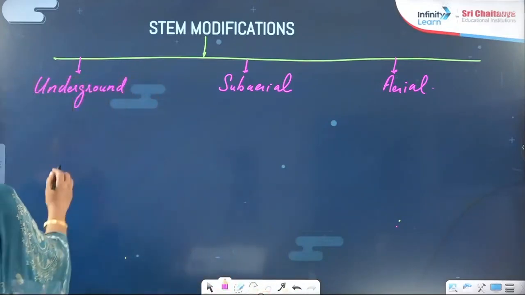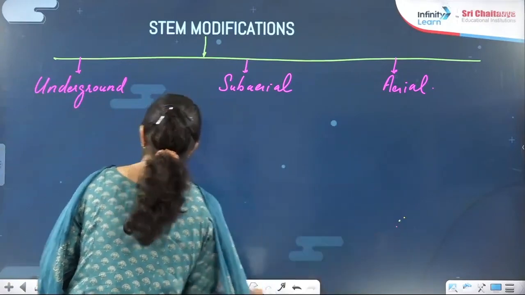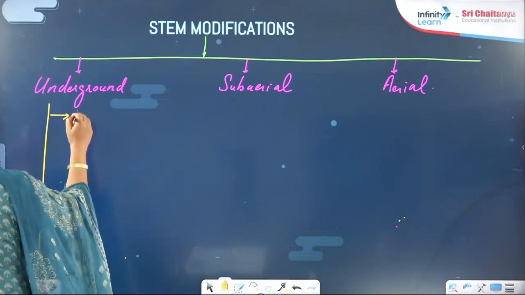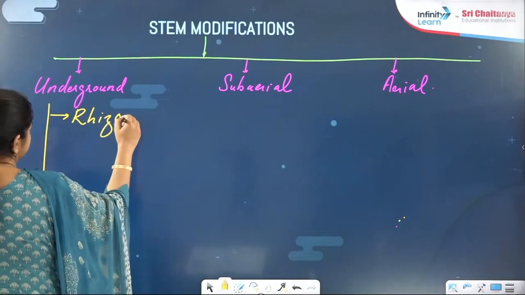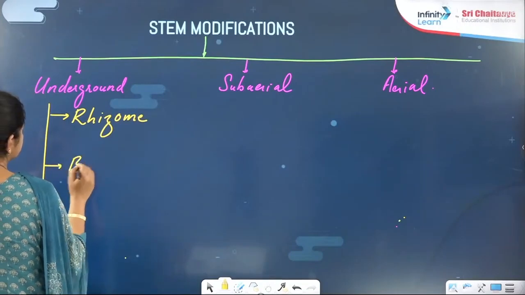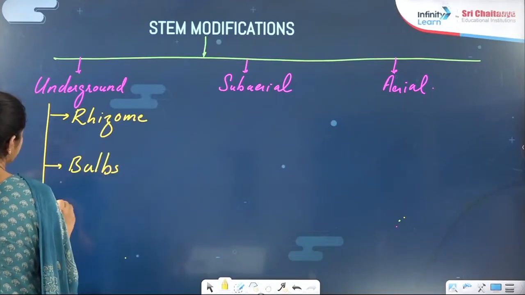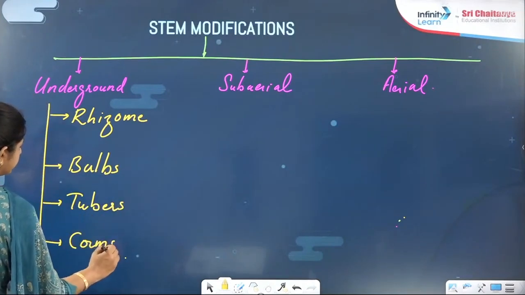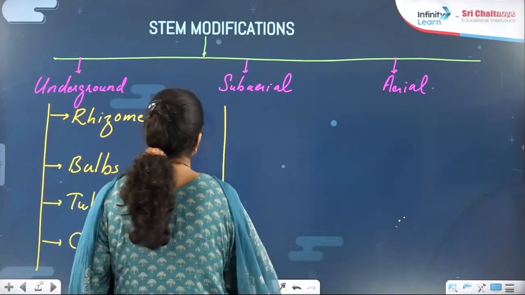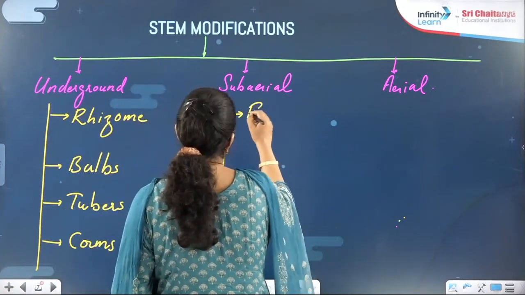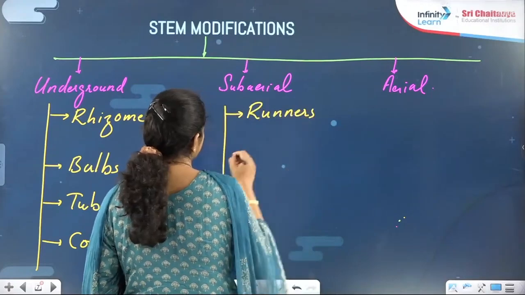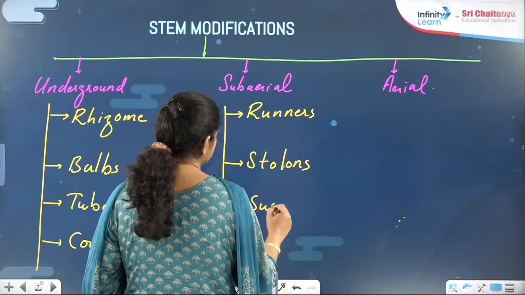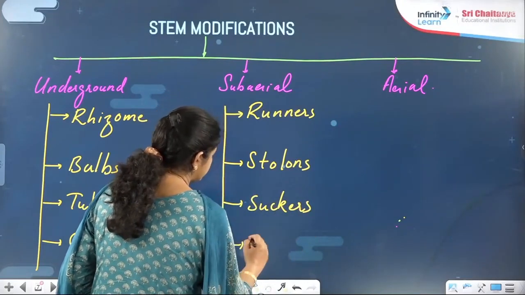Then after that, underground, what modifications are there? Under the underground modifications, we will take the rhizome, we will talk about the bulbs, we will talk about the tubers, we will talk about the corms, right? Under the subaerial, we will discuss the runners, the stolons, the suckers and offsets.